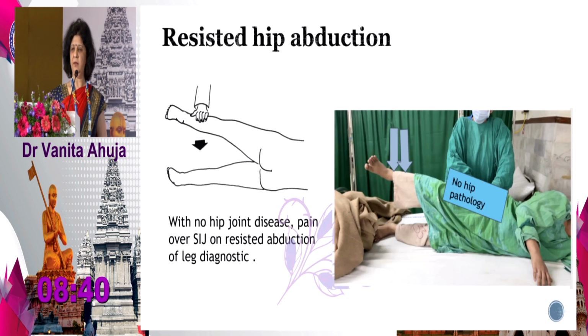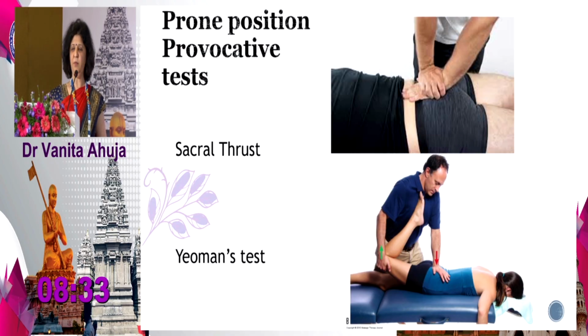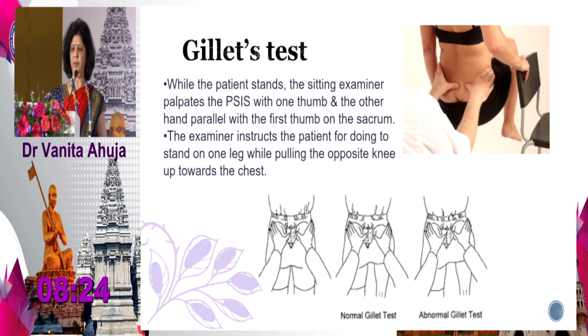The other is the resisted hip abduction, in which we ask the patient to lift the leg, and we are trying to resist the abduction. So there are n number of tests, but as I told you, from the list of 6 tests, the first 3, 4 are the ones which are more sensitive.